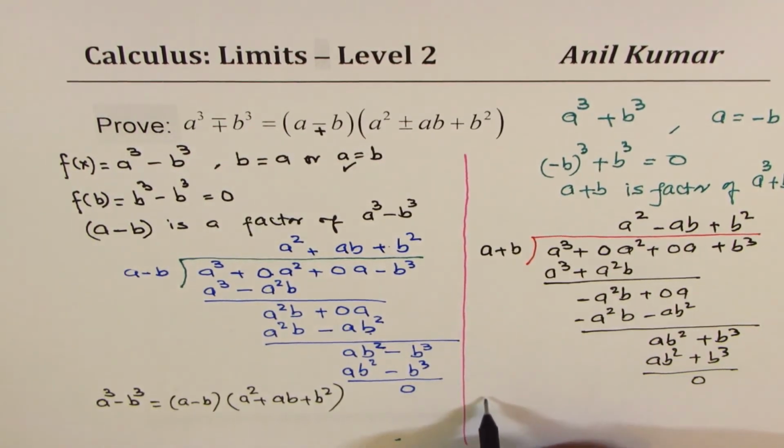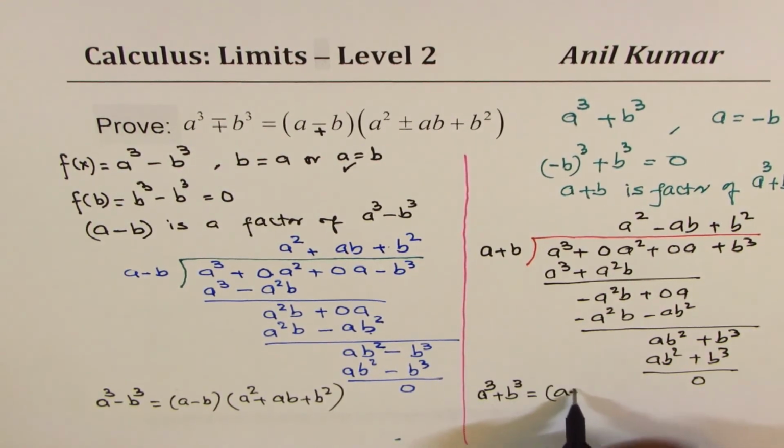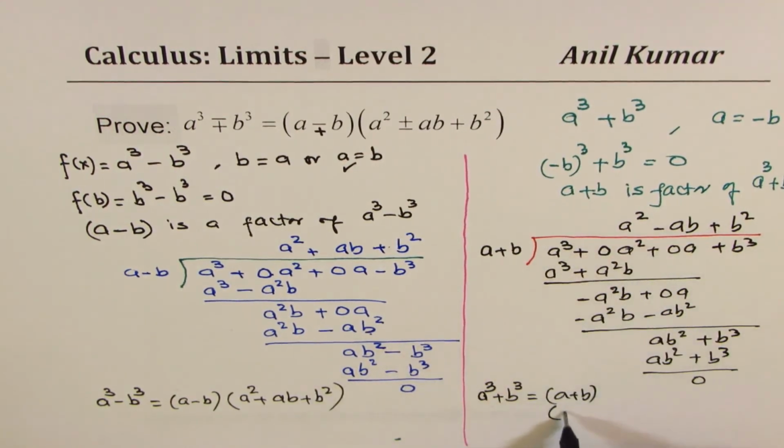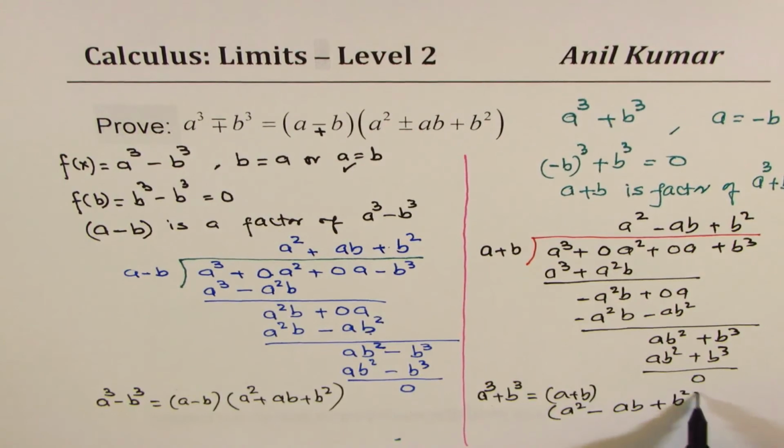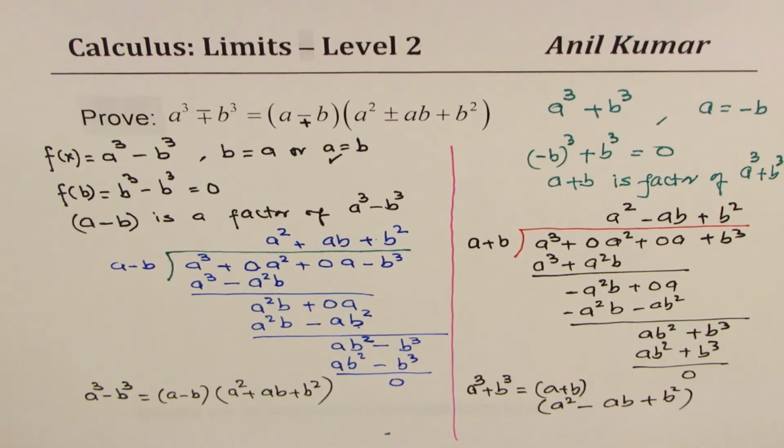And therefore, you could also write that a cube plus b cube is equal to a plus b times a square minus ab plus b square, right? So I hope the proof is very clear and straightforward. It also helps you to recall how to perform synthetic division or long division. Well, this is long division, and we are going to use this formula extensively in calculus.